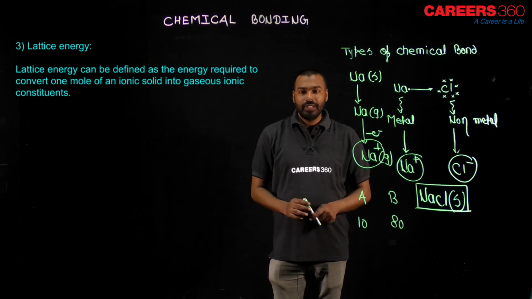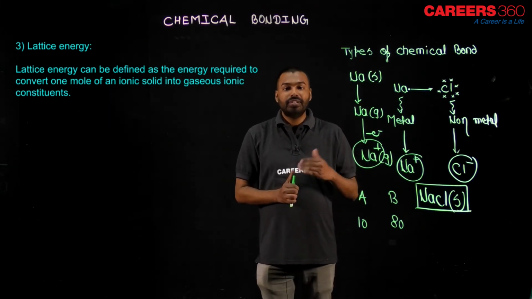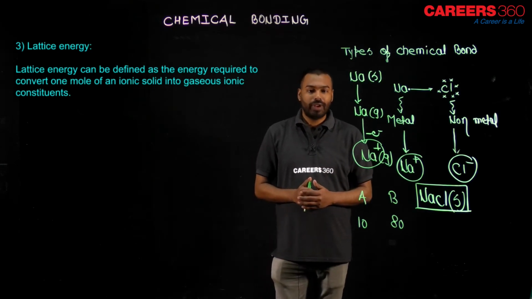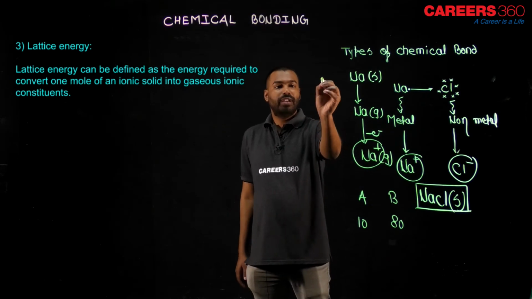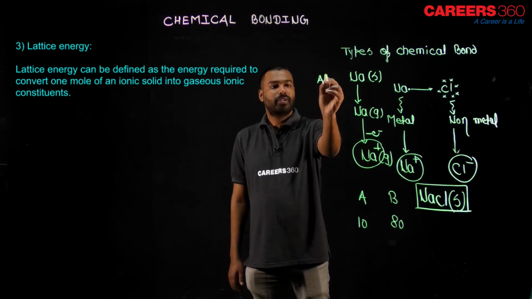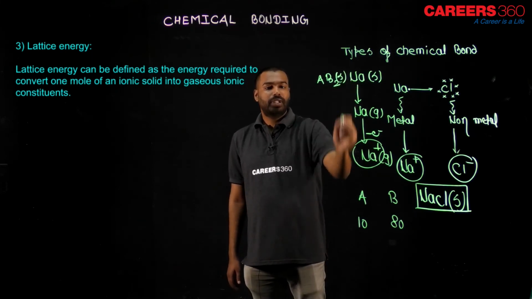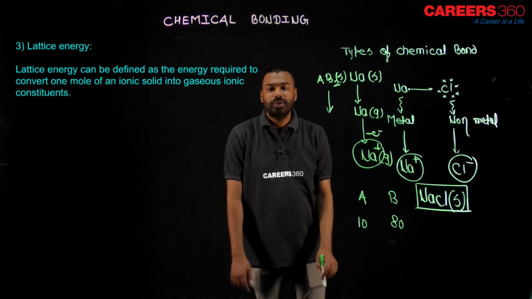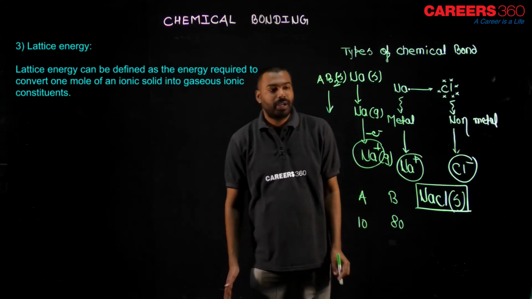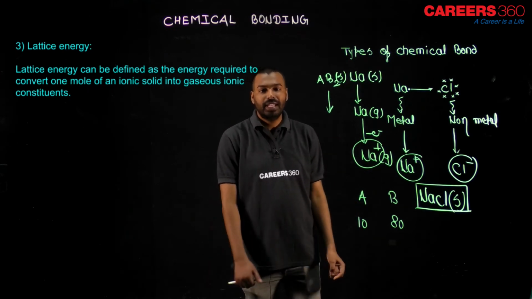What is lattice energy? See what happens, it is defined as the energy required to convert 1 mole of ionic solid, any 1 mole of ionic solid we have like AB2 type or AB type, does not matter, it is ionic solid actually. And we want to convert this ionic solid into constituent gaseous particles. Its solid to constituent gas conversion is known as lattice energy.